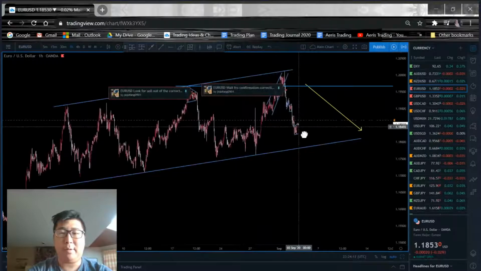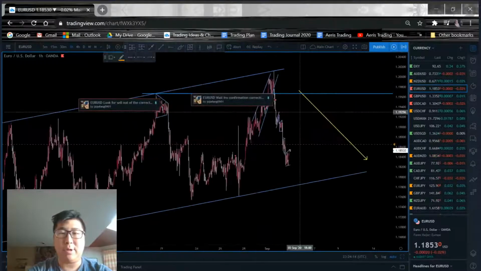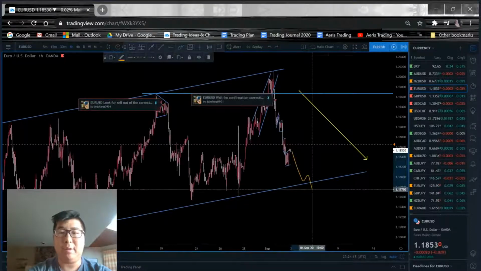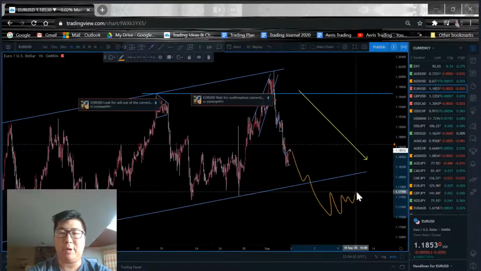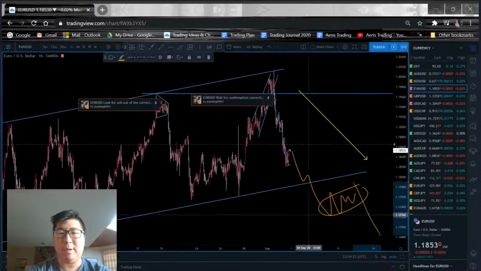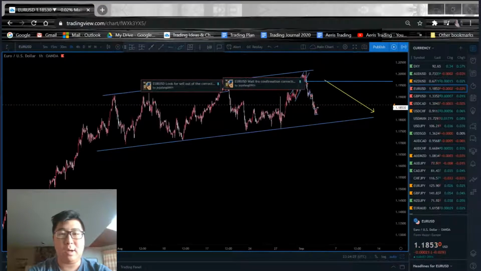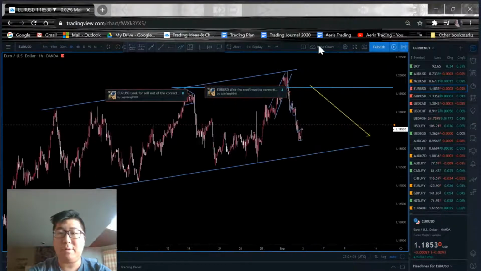If it forms a correction here, it would be nice to go for the breakout. But if it continues going down and then a bigger correction forms here, I would definitely scale into this short. I'll add more short positions and look for more downside. So that's what I see on euro dollar, my favorite pair, so to speak.